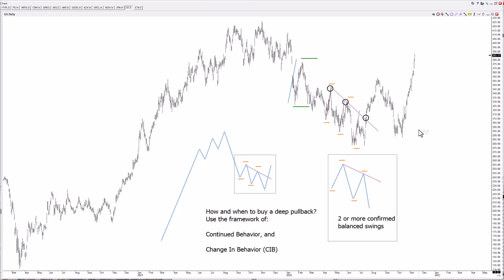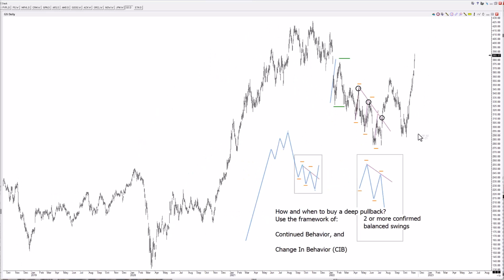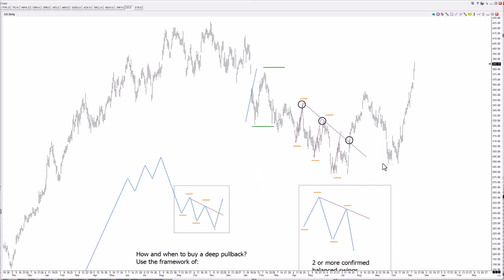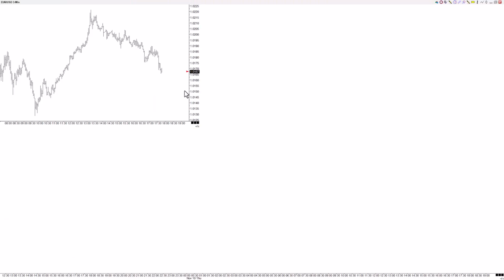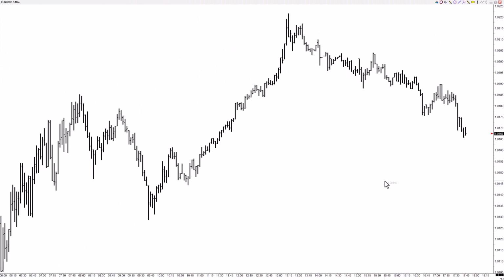So we don't know where this market goes, but that's following it through its turn. It doesn't always pull back. Sometimes it goes straight. It doesn't always hold. But this is following it through its turn. This is how you begin to answer this question of how and when to buy a deep pullback. Still lots of work to do from here to plan, entry, management, etc. And let's take the same thing in this euro.